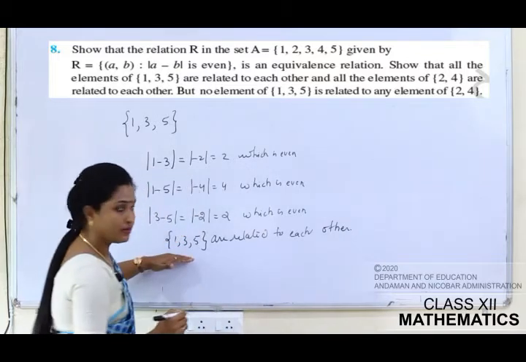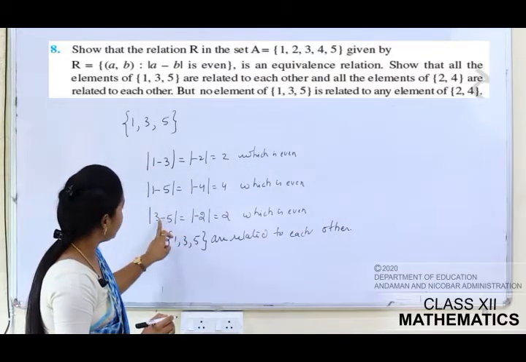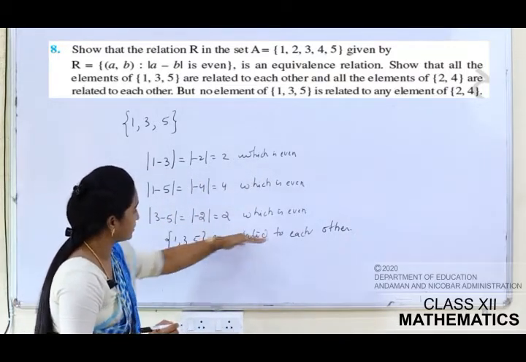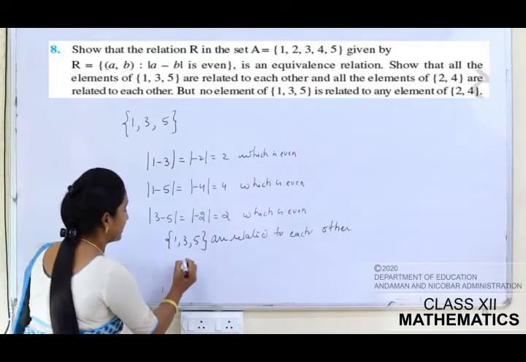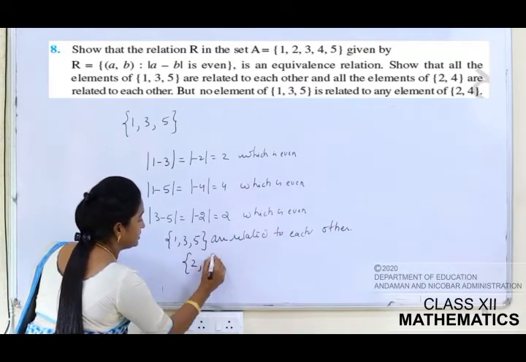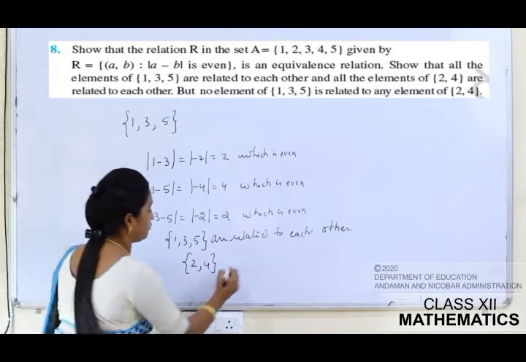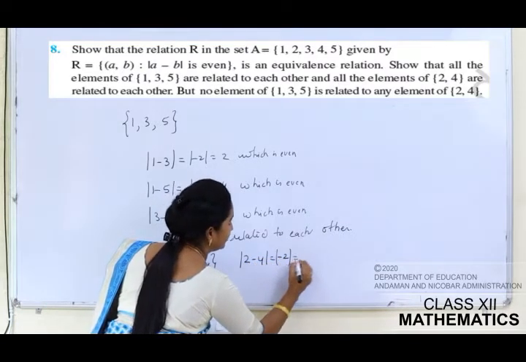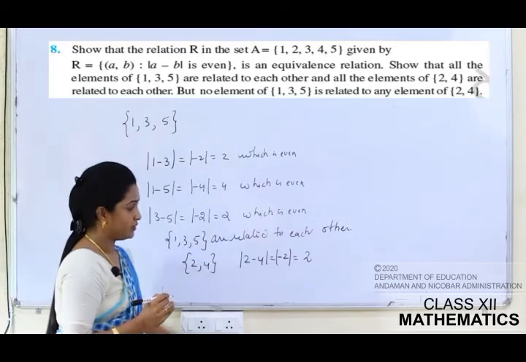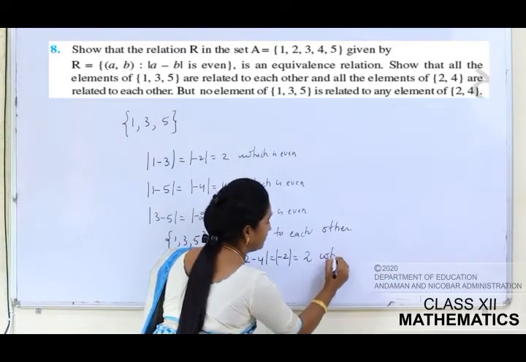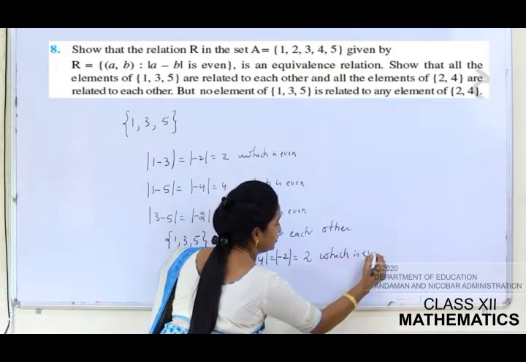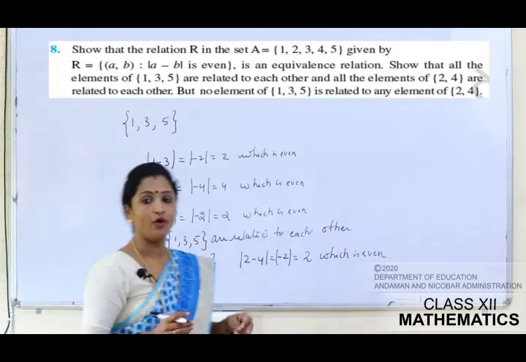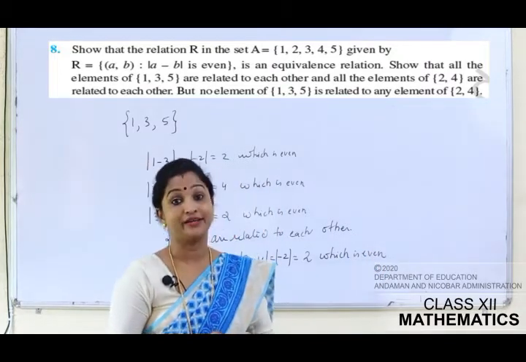Okay. समझ में आ गया? आपने आपस में बता दिया कि ये even आ रहा है. That means you can see that they are related to each other. Now they are asking whether 2, 4 are related to each other. So we'll get 2 minus 4. जब हम निकालेंगे आपको मिलेगा minus 2 and that equals to 2, which is again what? Even. Okay. So you can say that 2, 4 are also related to each other.